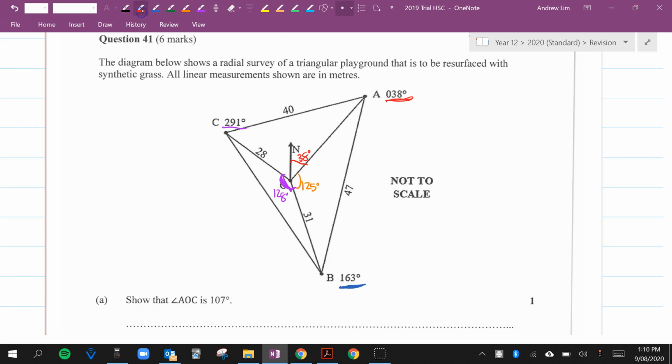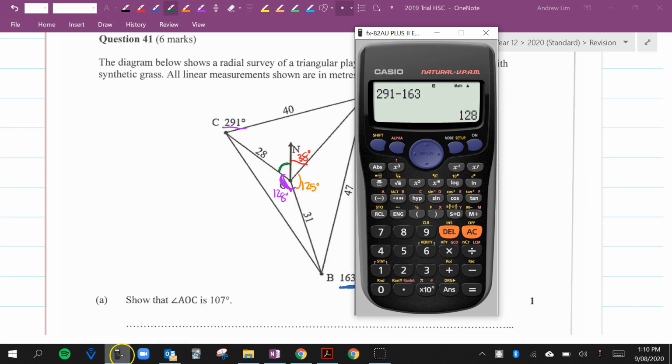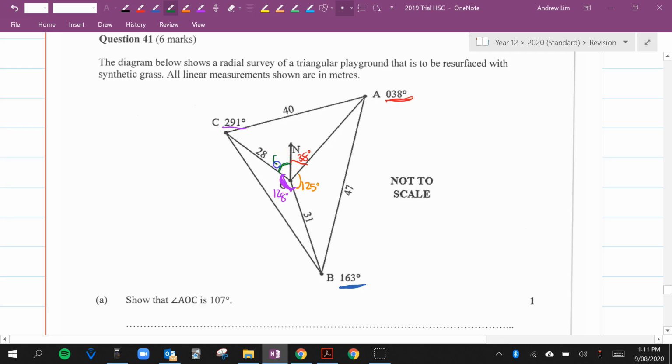Which means, therefore, this bit here, because all four of these angles need to add to 360 degrees, technically it's just 360 minus 291, which is 69 degrees.